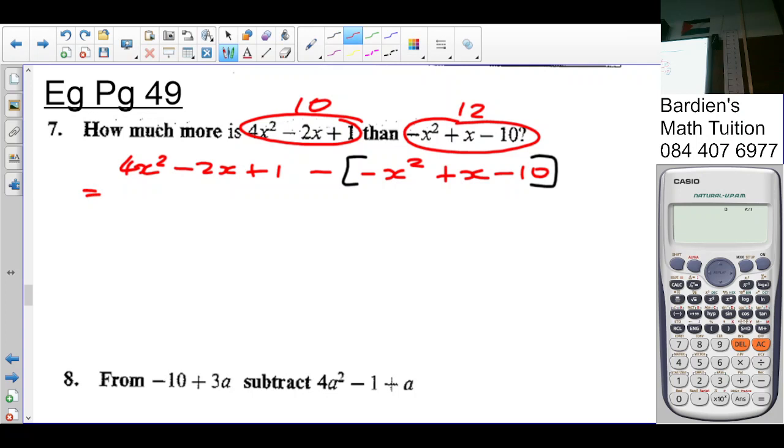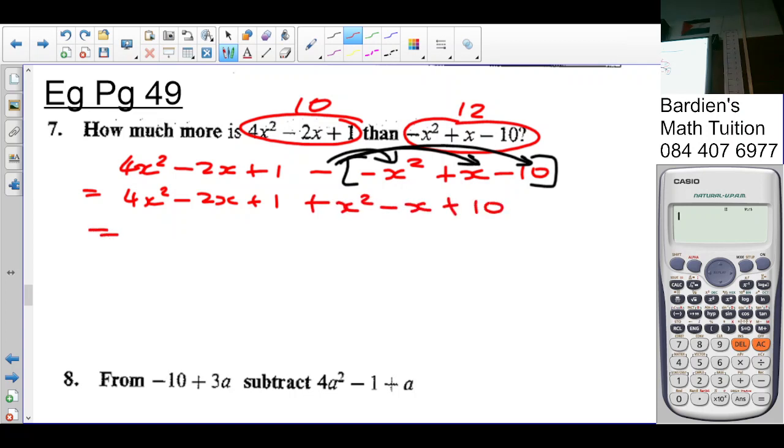Can you see that, people? So what do we have here? 4x squared minus 2x plus 1 plus x squared minus x plus 10. You all okay with that? Right? Positive x squared minus x plus 10. So now I'm going to look for like terms. What's a like term to 4x squared? x squared. Negative 2x, negative x. And 10 and 1.